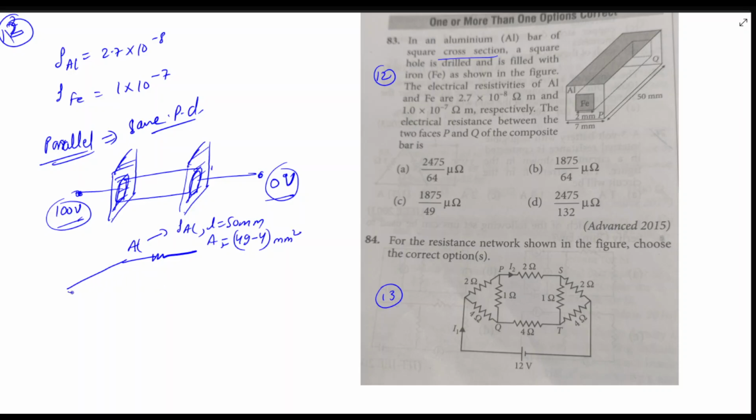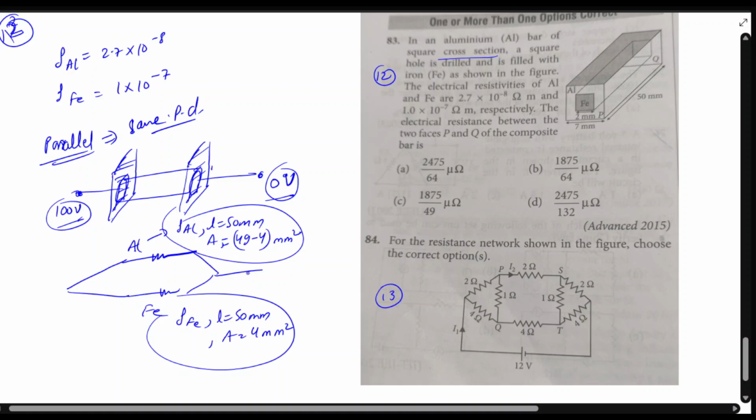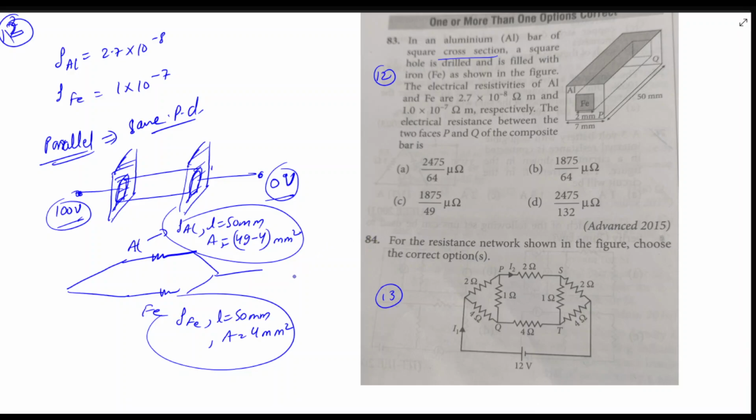Okay, and we have another resistance. This is iron whose resistivity is rho Fe, which is given. Length is again the same 50 millimeter, and area of cross section is 4 millimeter square, right? So all those three things we have here. Okay, and we'll just solve the question. So in this question, if you solve, B option is correct.